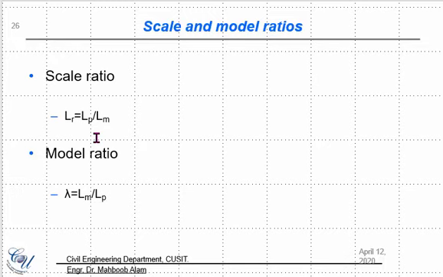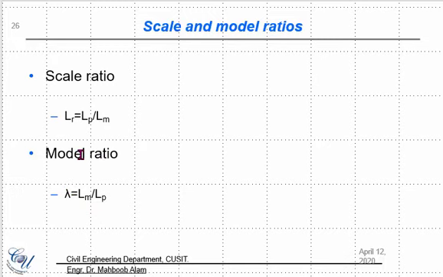So basically scale ratio is equal to any value of prototype divided by any value of the model. So for example, if we are looking at the length, the scale ratio of length, L is here denoting the length, then the length of the prototype divided by the length of the model would be our scale ratio of length. The vice versa, of course, is then the model ratio.